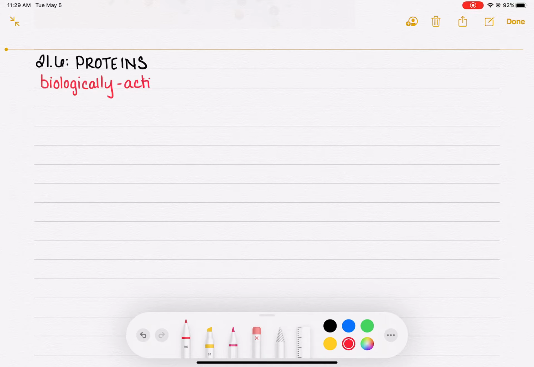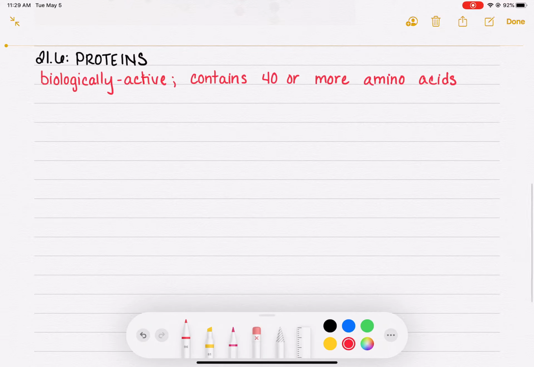And by biologically active, we just mean that it has the ability to perform some sort of function in some sort of biological system. They're not all active inside humans, for example. And proteins have to contain at least 40 amino acids. 40 or more amino acids. So they have to be big. Peptides don't have a minimum number of amino acids other than 2. So peptides can be small, but proteins have to have at least 40 amino acids.